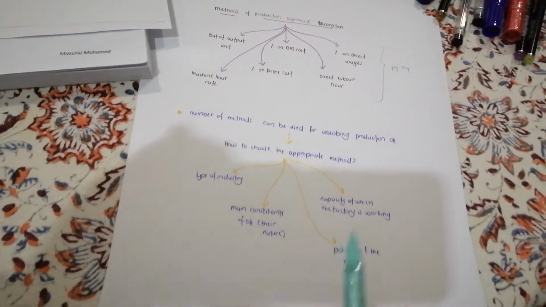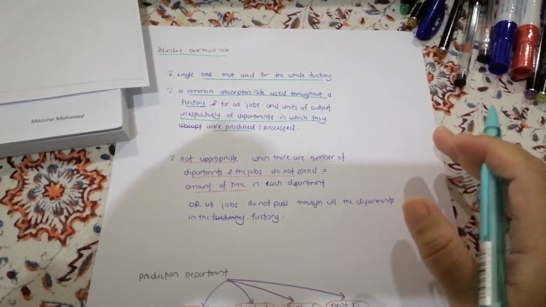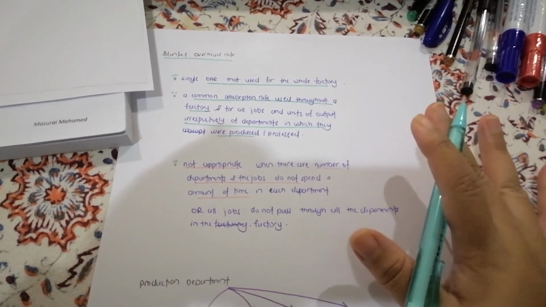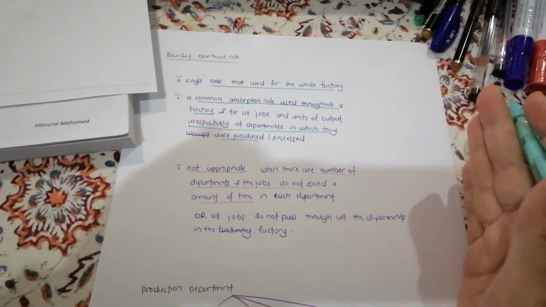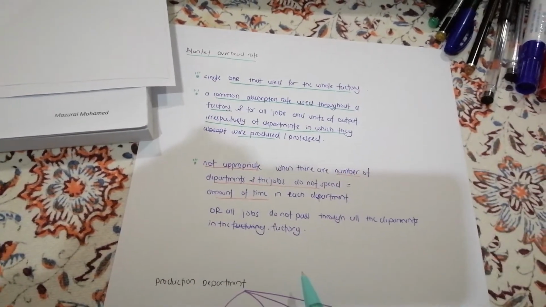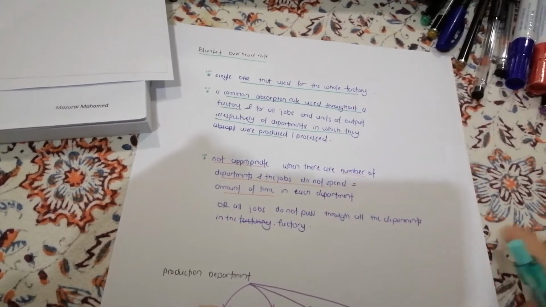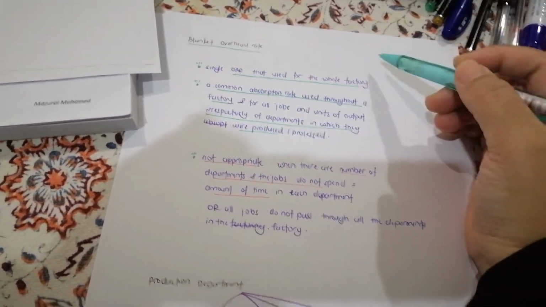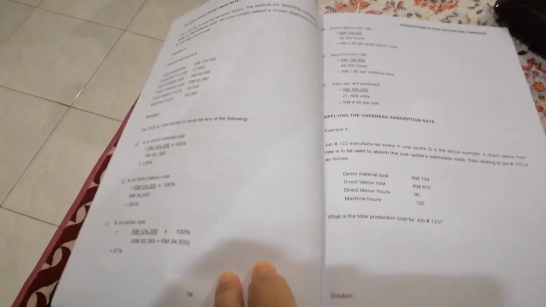Alright, so next, kita ada dua. This one is a technique yang company gunakan untuk determine OAR. Sama ada dia nak gunakan satu OAR untuk semua department, ataupun dia nak gunakan multiple OAR. Multiple OAR itulah yang kita kata departmental absorption rate. So kita tengok dulu yang blanket. Blanket overhead rates ni, dalam manual you tengok dekat page 76 on blanket.